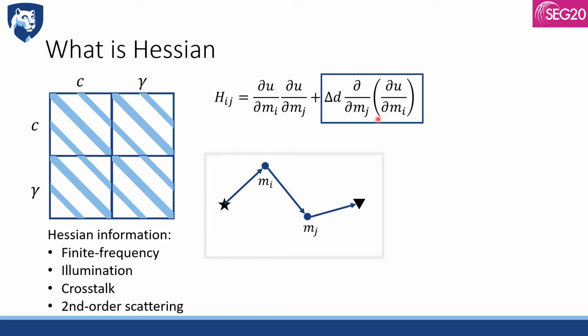Finally, let's check out the second term of the Hessian. Physically, it represents the wavefield first scattered by Mi and then scattered by Mj, weighted by the data residual. So in this way, this full Hessian contains the information of the second order scattering. Basically, these are the four pieces of information carried by the Hessian matrix.